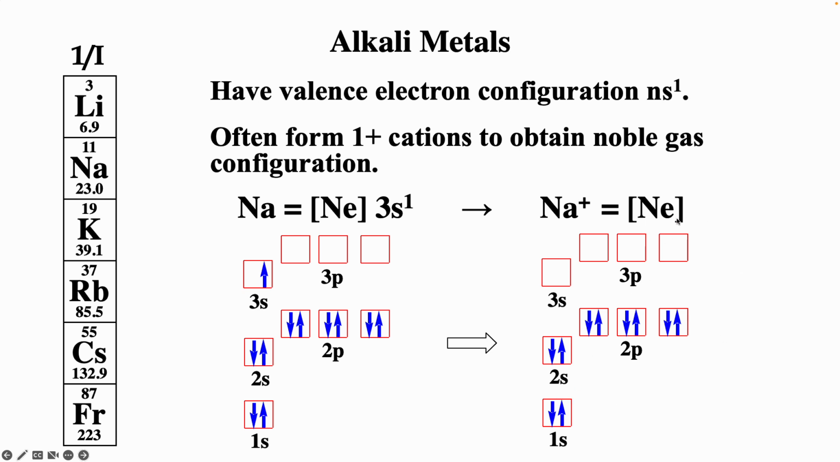Again, noble gas configuration is extra stable, all full subshells, and so elements tend to gain, lose, or share electrons to get noble gas configuration. And so all alkali metals start with valence electron configuration ns1 and then tend to react by losing that, forming +1 cations. A cation is just a positive ion.